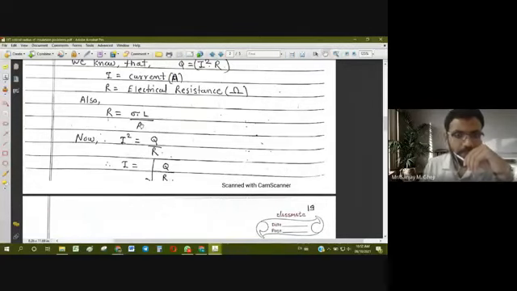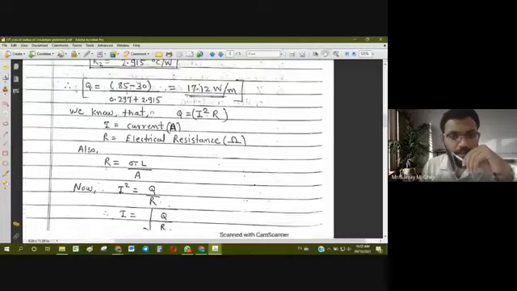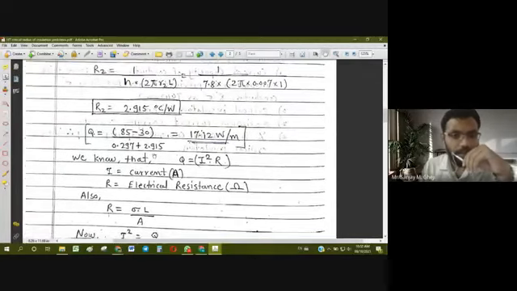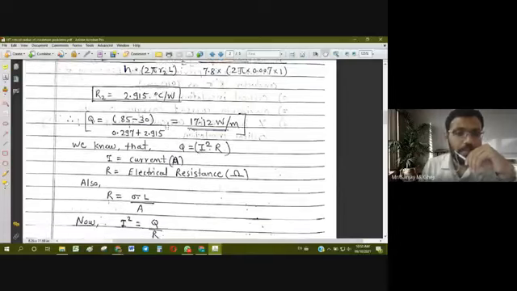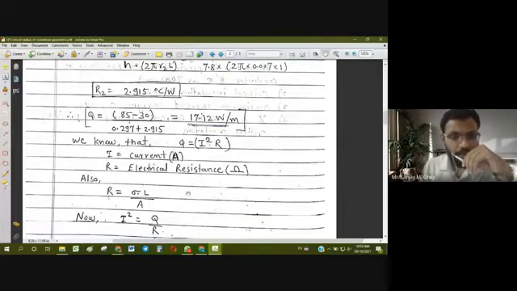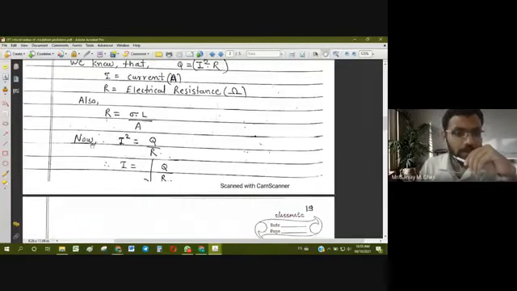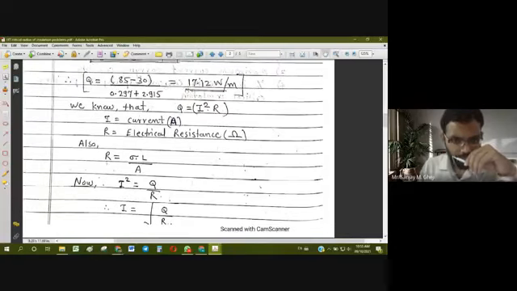Now this area is different from the area we considered for heat transfer rate. The area for heat transfer rate was the surface area, perimeter into length, 2 pi r L. But now this area is the cross sectional area, and since the cross section is circular, it will be pi by 4 d square or pi r square.